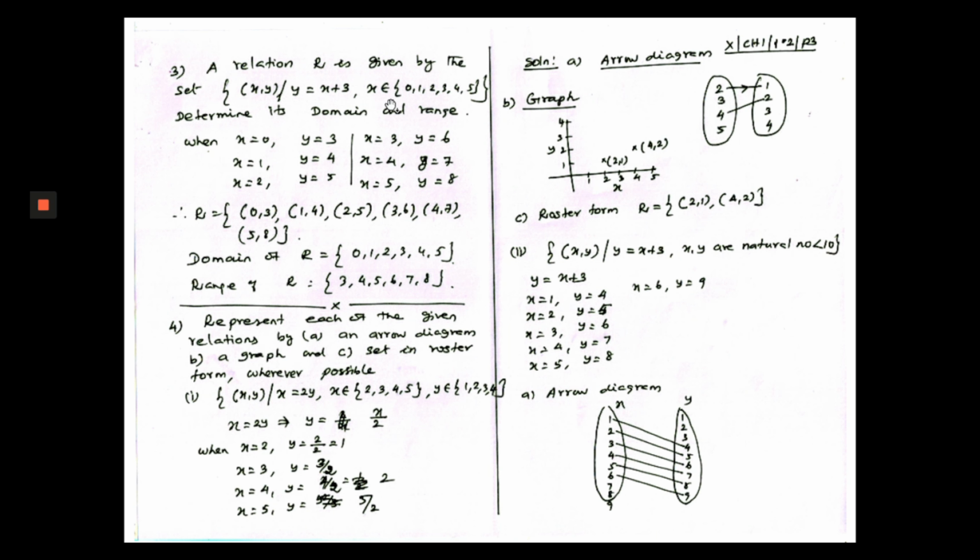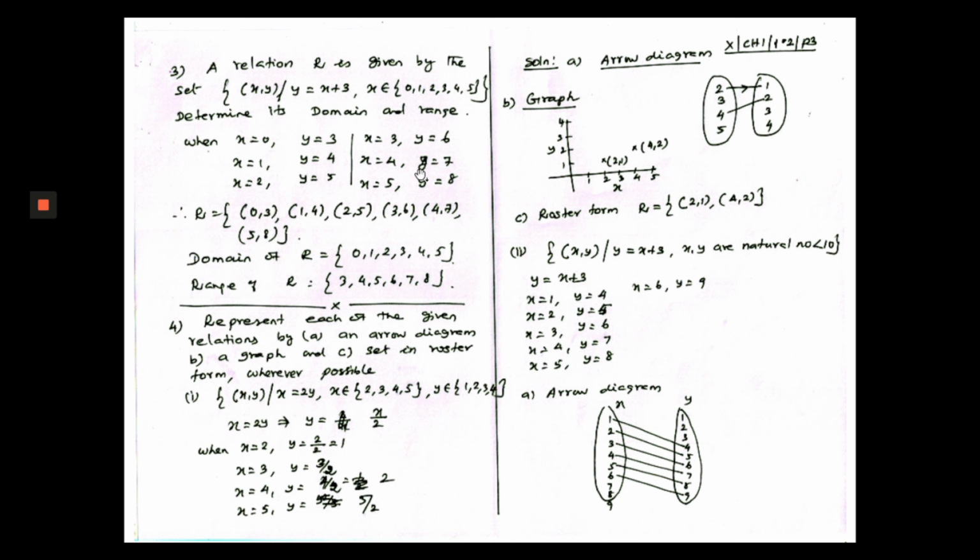Here x is an element of {0, 1, 2, 3, 4, 5}. Now x takes the value 0. Suppose x is equal to 0, then y is equal to 3. When x is equal to 1, y is equal to 1 plus 3, which is 4. When x is equal to 2, y is equal to 2 plus 3, which is 5. When x is equal to 3, 3 plus 3 is 6. When x is equal to 4, 4 plus 3 is 7. When x is equal to 5, 5 plus 3 is 8.